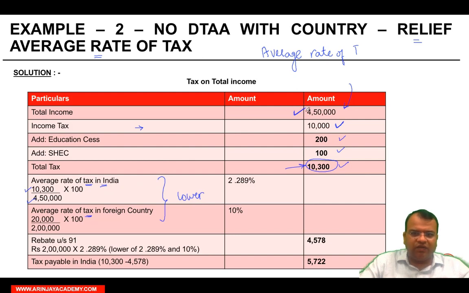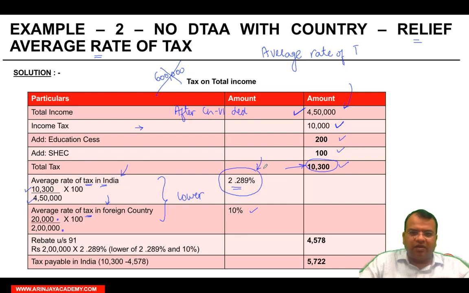Now please note that this for total income is after chapter 6 deduction, right? It is not before chapter 6. उससे पहले तो उसकी इनकम कितनी थी? 6 लाख. वो हम कंसिडर नहीं करेंगे. इसको जब आप इससे डिवाइड करते हैं तो it comes to 2.289%. तो एवरेज रेट ऑफ टैक्स इन इंडिया कितना हुआ? 2.289%. एवरेज रेट ऑफ टैक्स इन फॉरेन कंट्री कितना था? 20,000 उसका टैक्स कटा, 2 लाख की उसकी इनकम थी, तो 10% हो गया है. क्योंकि relief is lower of these two, तो उनको 2.289% का रिलीफ मिलेगा.